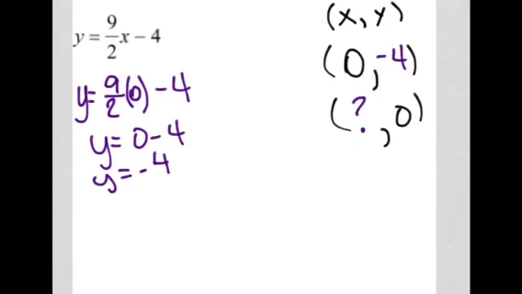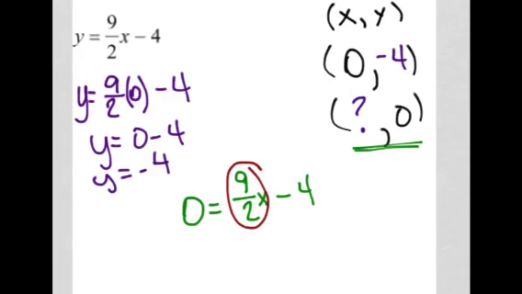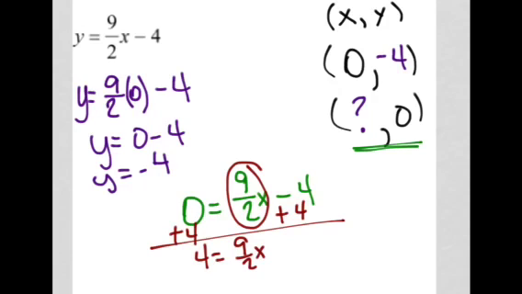Then I'm going to come back, and I'm going to look for this term. Alright, so now it says I need to find out when y is 0, what is x? So instead of y, I'm putting in 0 equals 9 halves x minus 4. So I start by circling what I'm solving for. How do I get rid of the minus 4? You add it to both sides. So I have 4 equals 9 halves x.